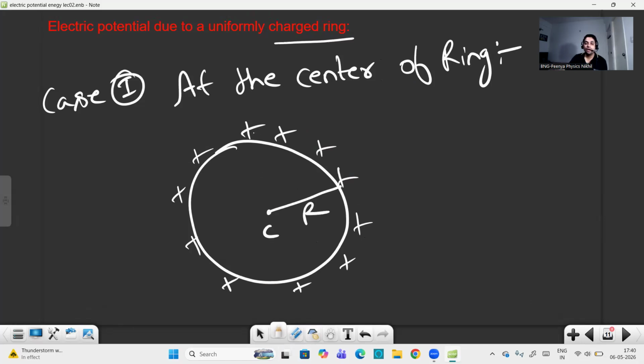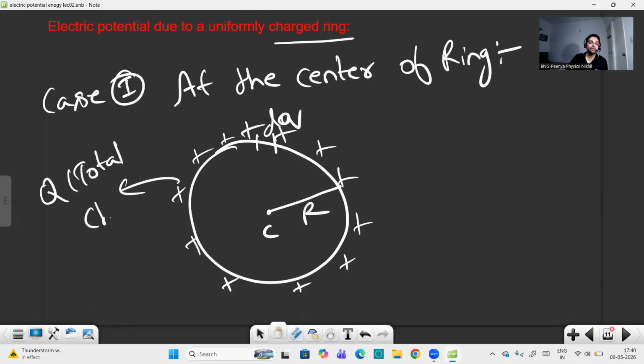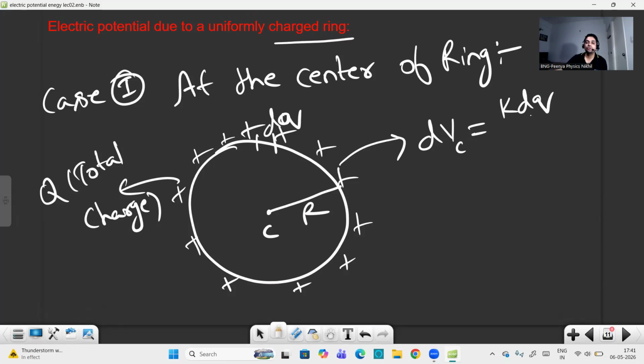So I will take what? I will take a dq charge, as I discussed with you already. We have to take first an elemental charge dq. Total charge is q. So due to this dq charge, the electric potential at the center, dVc, is what? K dq divided by r. Correct? Now I have to find the total potential at center C, that is the integration of dVc.